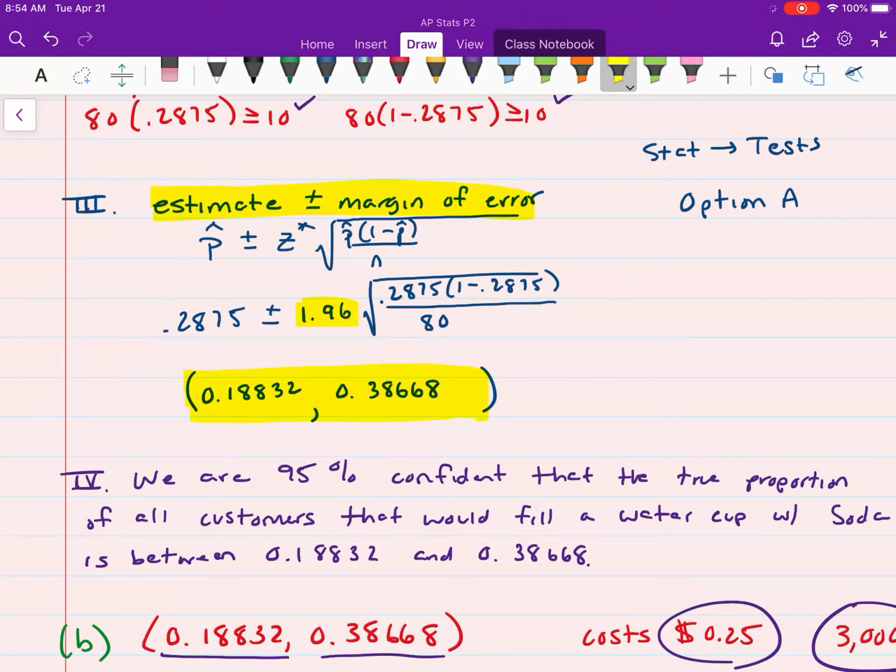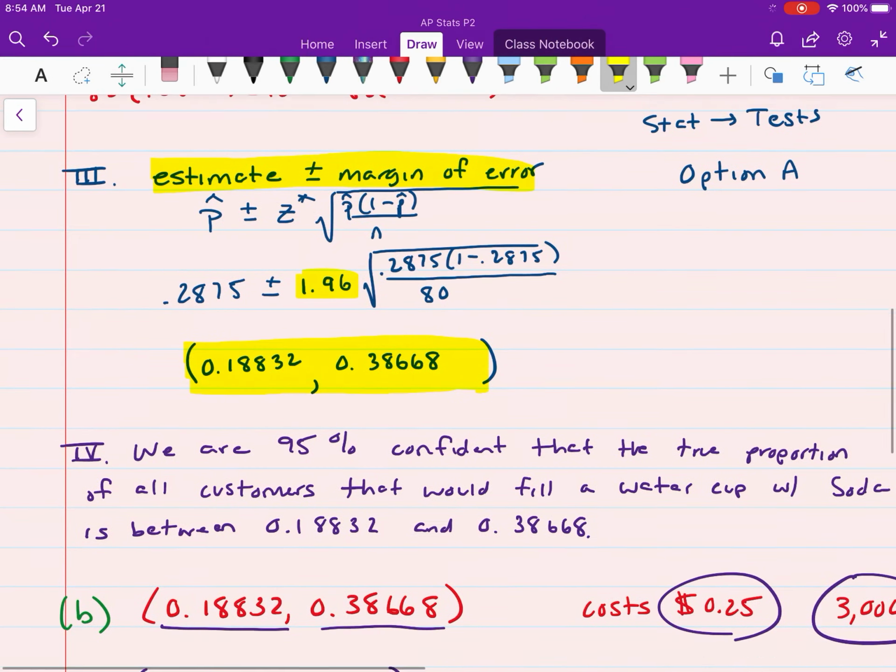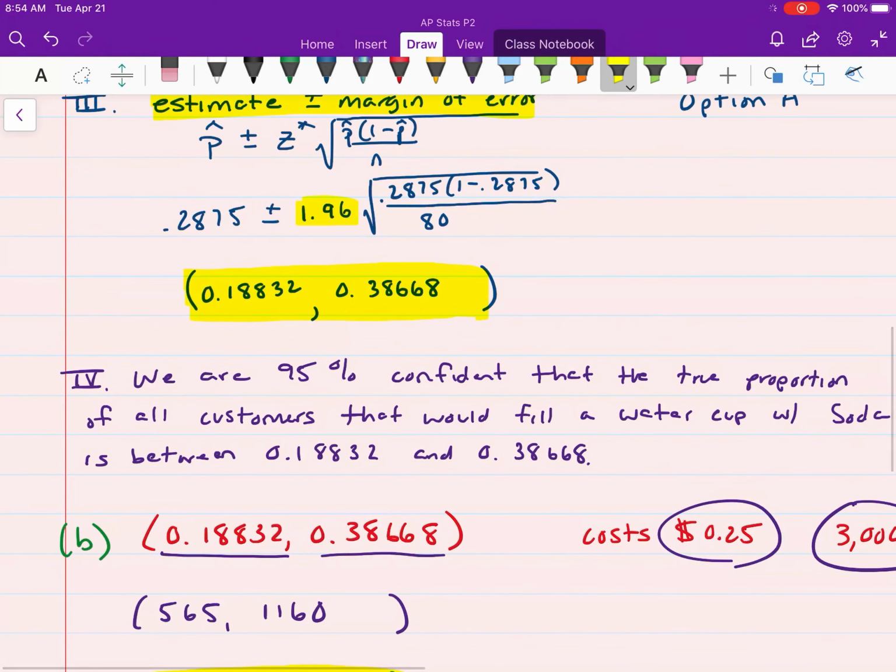So how can I turn that into an amount of people so that I can then figure out how much money it's going to cost him? To turn these proportions, 0.18832 to 0.38668, into the amount of people, I just multiplied by 3,000 customers. So 19% of 3,000 customers to 38 or 39% of 3,000 customers. Multiply by 3,000, and that gives you, and I'm rounding, 565 to 1,160 customers. That's not money, that's customers.